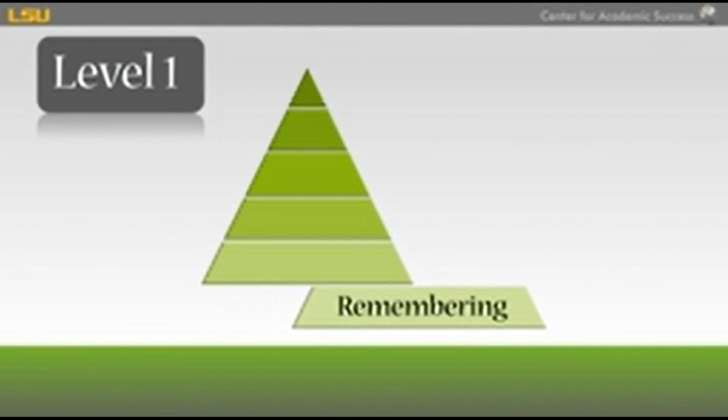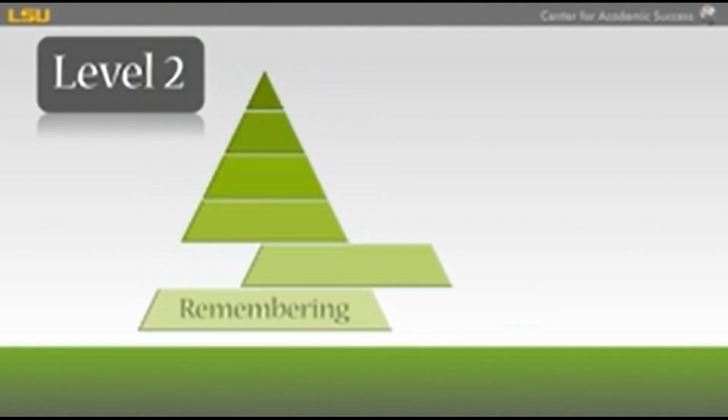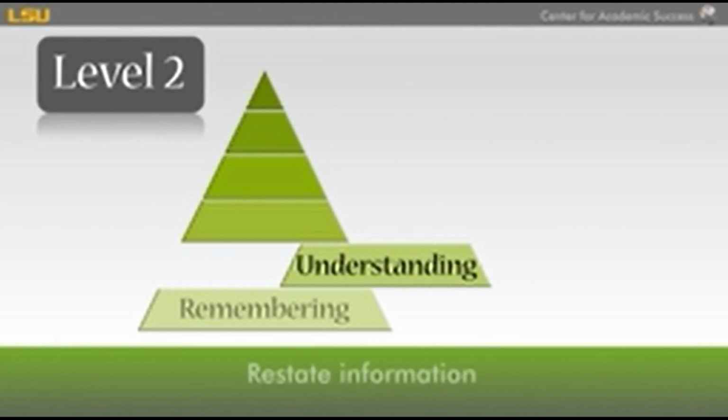Level 1. Remembering. Remembering is maintaining basic knowledge through rote learning or memorization. This may be how you studied in high school, but college testing will require you to do more with the information. Level 2. Understanding. Understanding is being able to restate the information in your own words. It allows you to construct meaning and explain what is happening. These levels of learning, when firmly in place, will provide a strong foundation as you advance in the learning process.